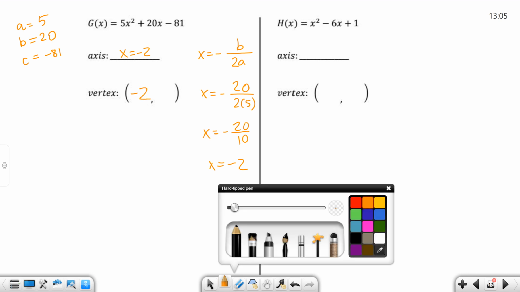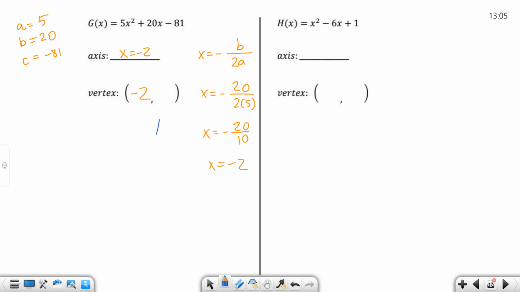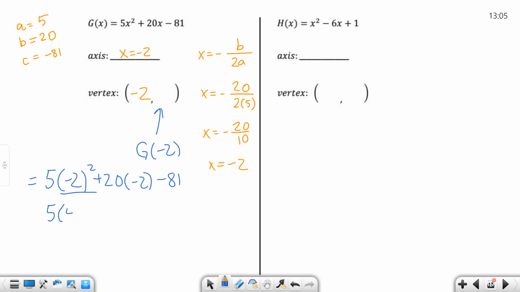So how do I find the remainder of my vertex? Well, here I've got to do capital G of what? Negative 2. So this is going to be 5 times negative 2 squared plus 20 times negative 2 minus 81. I'm going to square this. I'm going to get 5 times 4 minus 40 because, again, that's its own term. I'm going to go ahead and do that. Even though I know order of operations says square it and then multiply that, PEMDAS or whatever, that's its own term.